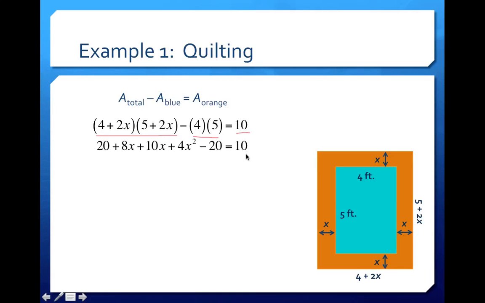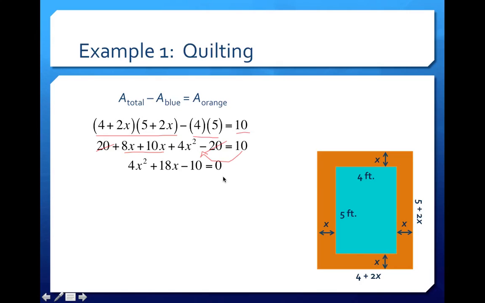I'm going to FOIL the 4 plus 2x times 5 plus 2x to get 20 plus 8x plus 10x plus 4x squared. And then I'll subtract from that 20, from the 4 times 5, and that's still all equal to 10. And so you can see that my 20s are going to cancel out here and here. I can combine my 8x with my 10x, and I can move the 10 over to the other side. And so I end up with 4x squared plus 18x minus 10 equal to 0.